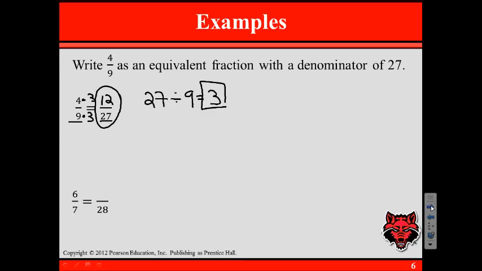Let's rewrite 6 over 7 as an equivalent fraction with a denominator of 28. And let's say that we could not find the number that we should multiply 7 by in order to get 28. So we're going to use our little shortcut. 28 divided by 7 equals 4. So we must have multiplied by 4 to get 28. Well, if we multiply by 4 in the denominator, we must also multiply by 4 in the numerator. 6 times 4 is 24. And now we have our equivalent fraction, 24 over 28.